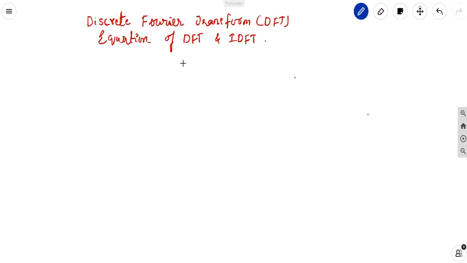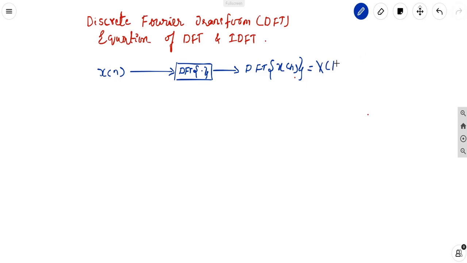Fourier transform is a process, or you can call it a technique, to convert a signal from time domain, that is a discrete signal from time domain, to frequency domain. So if you see here, this is your x of n discrete signal. Now if you take a Fourier transform of this, it is nothing but DFT of x of n, which we represent as x of k.